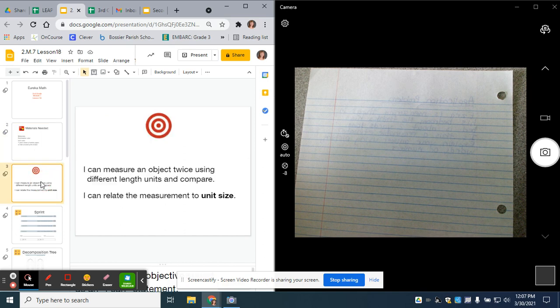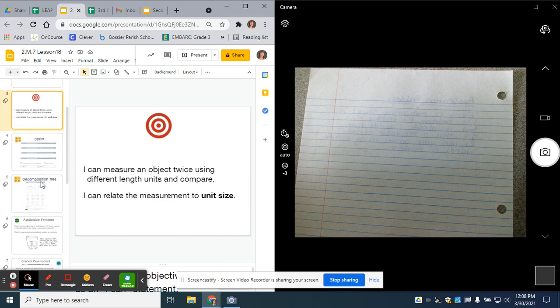Our focus today on this standard is: I can measure an object twice using different length units and compare. I can relate measurement to unit size. Let's first start with our application problem.